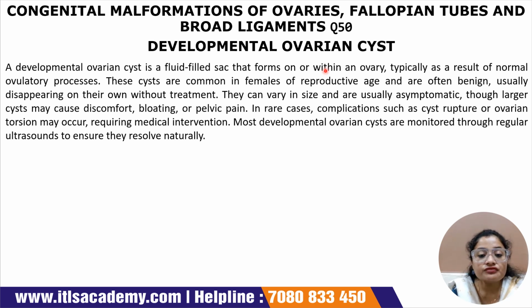Okay, so first we will be talking about Q50, which corresponds to congenital malformations of ovaries, fallopian tubes, and broad ligaments. Under this, the first condition that we need to talk about is developmental ovarian cyst. Now what is a cyst? It's a fluid-filled sac that forms on or within an ovary. Here we are talking about ovarian cysts only, but a cyst can form in any part of our body. A cyst can be seen in the stomach, and in the mammary gland.